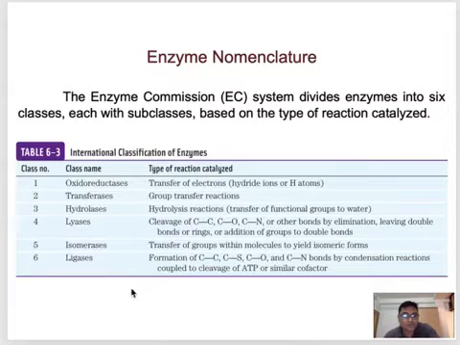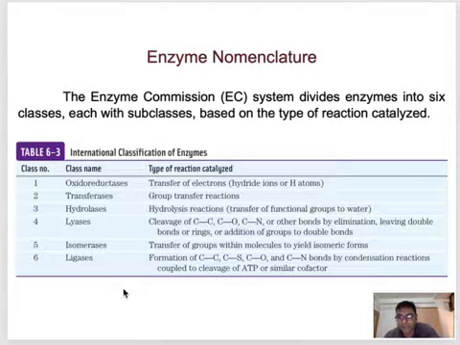This table shows the 6 classes of enzymes and their associated functions. These are the 6 classes: oxidoreductases, transferases, hydrolases, lyases, isomerases, ligases. Oxidoreductases do oxidation-reduction reactions, and they do this by transfer of electrons. Transferases transfer groups. Hydrolases, hydro meaning water, do hydrolysis reactions: transfer of functional groups to water.